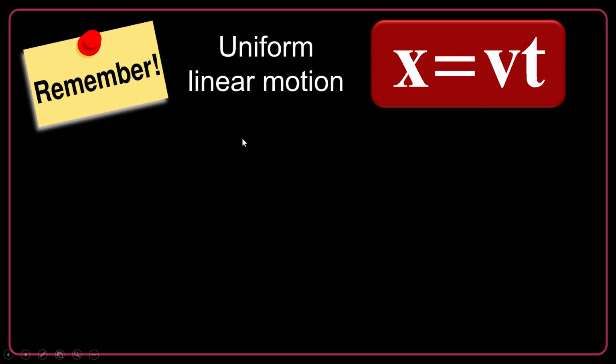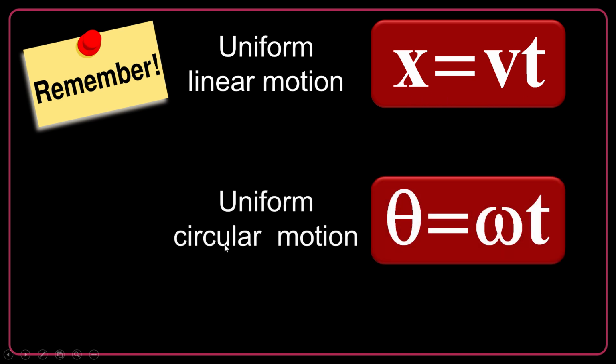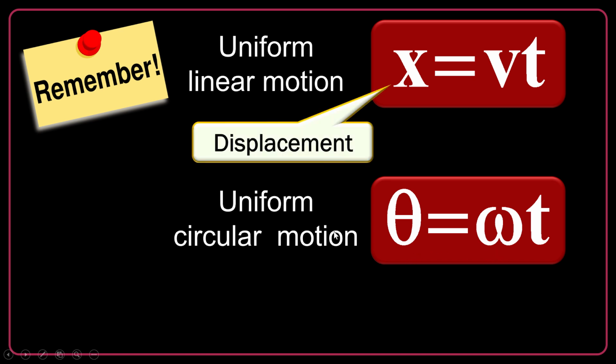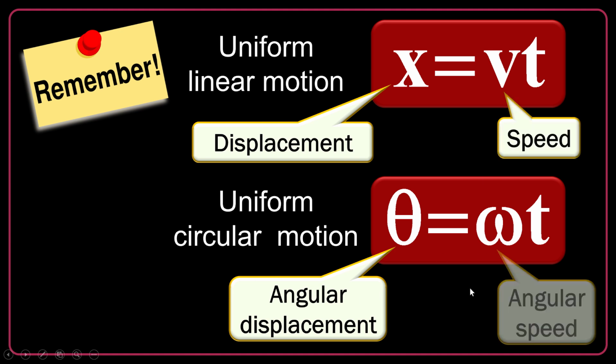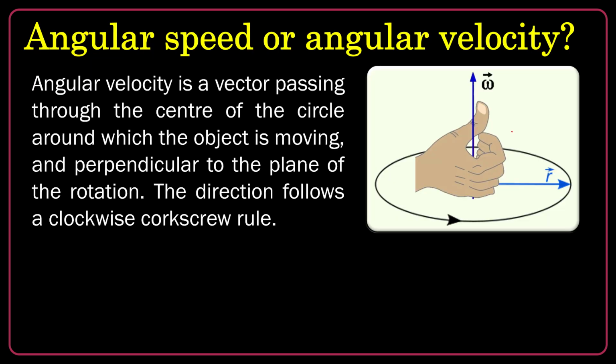As a reminder, you remember in uniform linear motion, when the object is moving at constant velocity, x is equal to vt. Here I have uniform circular motion and theta is omega t. x is displacement, now theta is angular displacement, and v is speed, omega is angular speed. It's a very interesting similarity. Not to mix them up, from now on, let's say v is linear speed instead of speed.